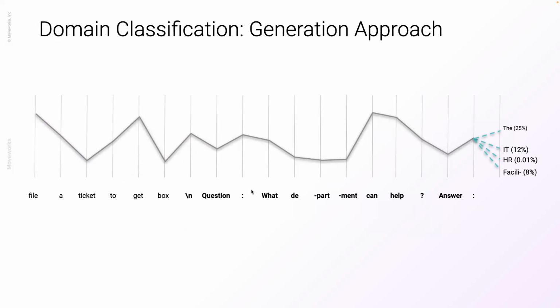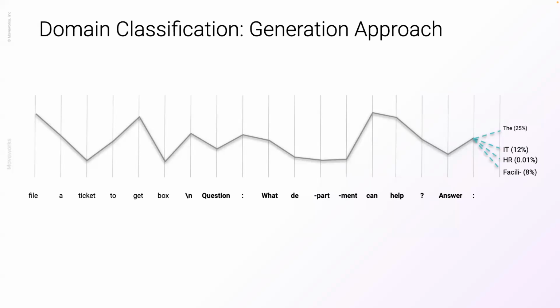So you could take a generation approach to this, where you, for example, say "file a ticket to get Box," and then you say, what if we treat this like real text and say new line, "Question: what department can help? Answer:" etc. And this is where we start to see that these language models, for long words, aren't actually taking the whole word. Sometimes they're breaking it down piece by piece. And you'll see that actually starts to affect what we get out of it, because the language model might say "the" is the most probable word. So if you just take the most probable, we don't get a prediction at all.